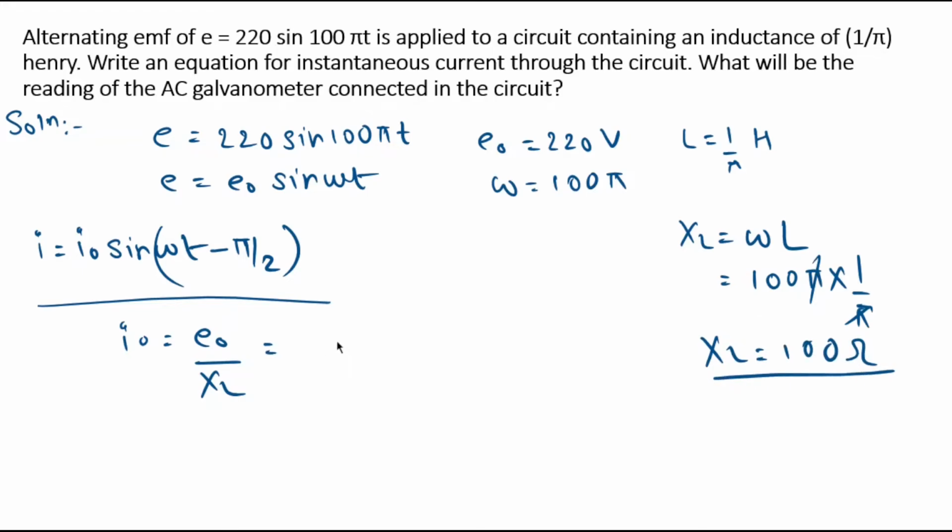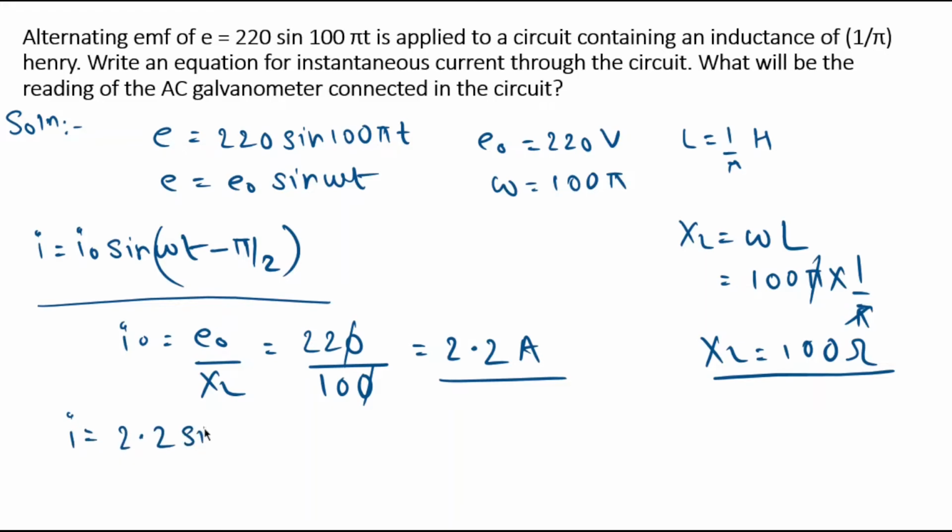Putting the value of E naught and XL, E naught is given to us as 220 volt and XL we found out 100 ohms. So 0 gets cancelled and 22 divided by 10 is 2.2 ampere. So I naught is equal to 2.2 ampere. So writing the expression now, I is equal to 2.2 into sine of 100 pi t minus pi by 2. So this is the expression for instantaneous current through the circuit.